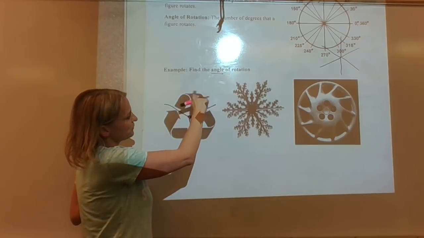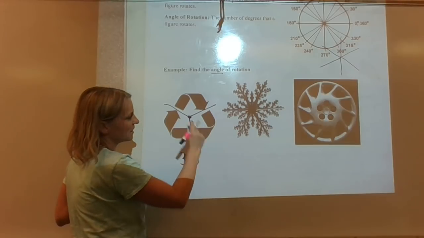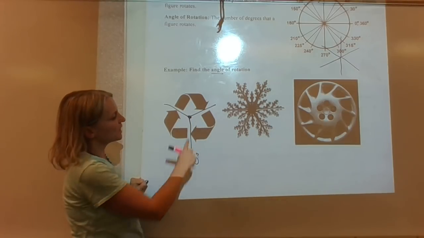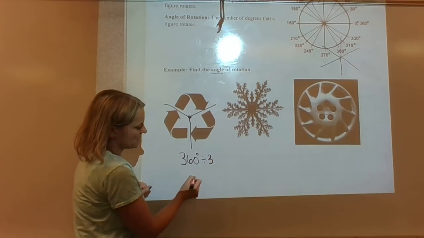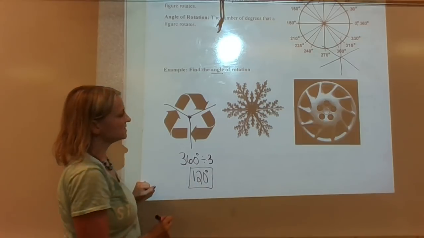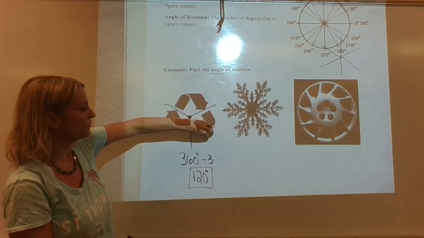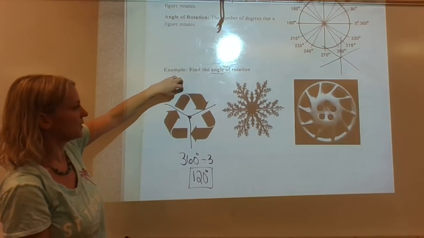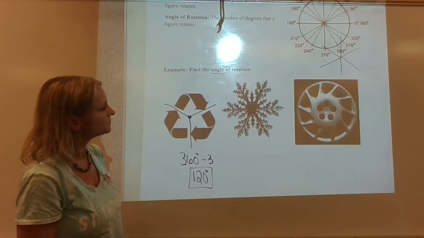Okay, so what I do to find the angle of rotation is I take 360 degrees. That would be taking the object and turning it all the way around, but I split it into 3 sections. So divided by 3 gives me a 120 degree rotation. Okay, so that's how many degrees it takes to rotate from here to here, and then another 120 from here to here, and then another 120 from here to here. So 3 120s is where we get our 360.